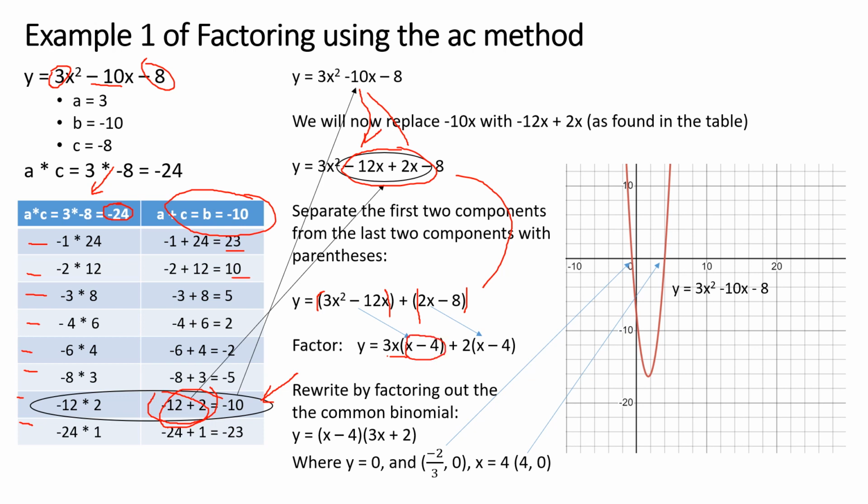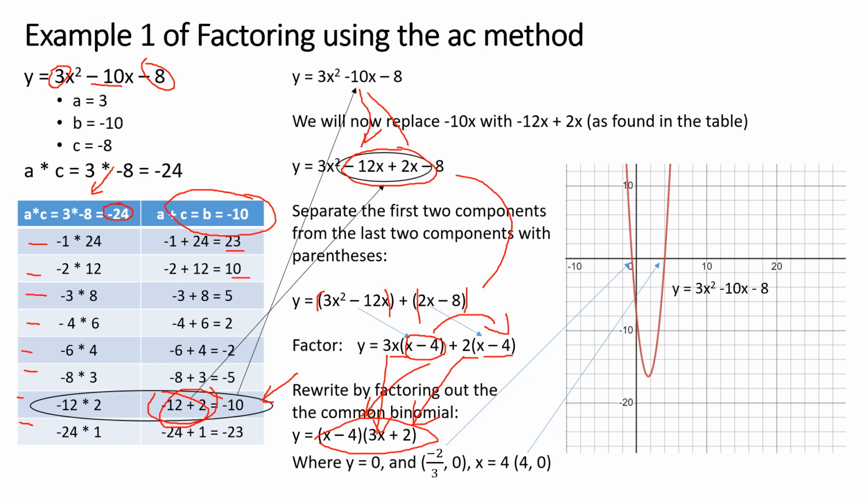And then 2x minus 8, I can pull a 2 out of that, and I'm left with x minus 4. And notice I got an x minus 4 in both of these. Now I can factor out x minus 4. I'm left with x minus 4 times 3x plus 2. That is my factored equation.